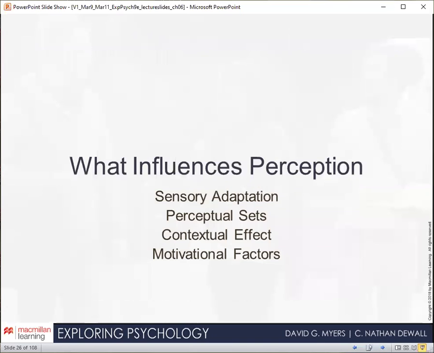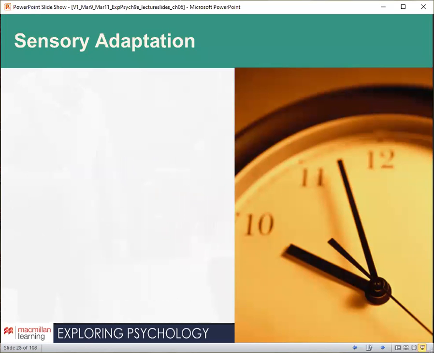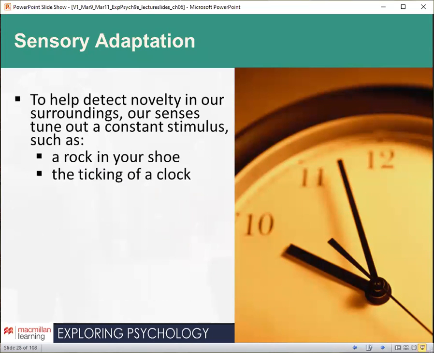All right, moving on. So the next item we talk about is what influences perception. So first we have sensory adaptation. To help detect novelty in our surroundings, our senses tune out a constant stimulus such as a rock in your shoe or the ticking of a clock. Now, we are designed for novel or new information. Once we've been there and done that, and we have this sensory input, and the sensory input is of no further value to us, we tune it out.